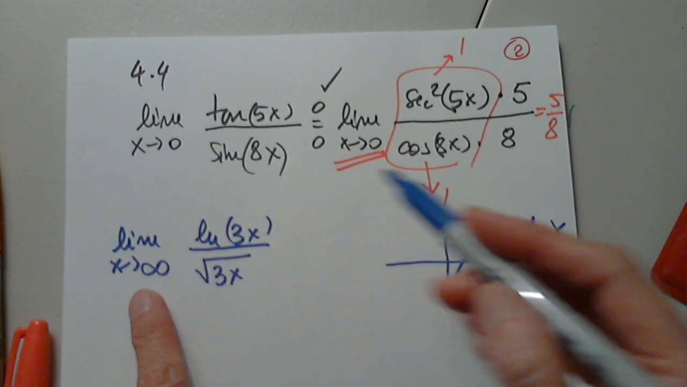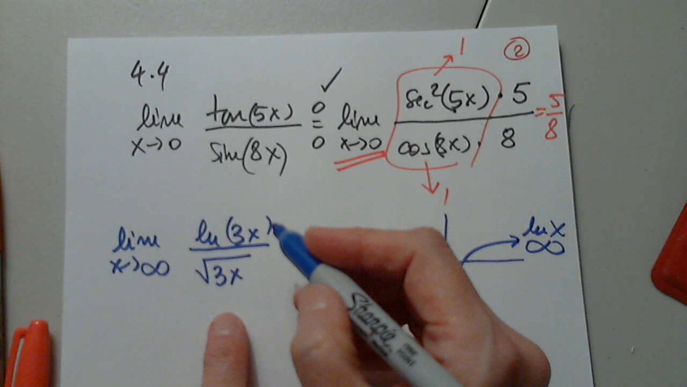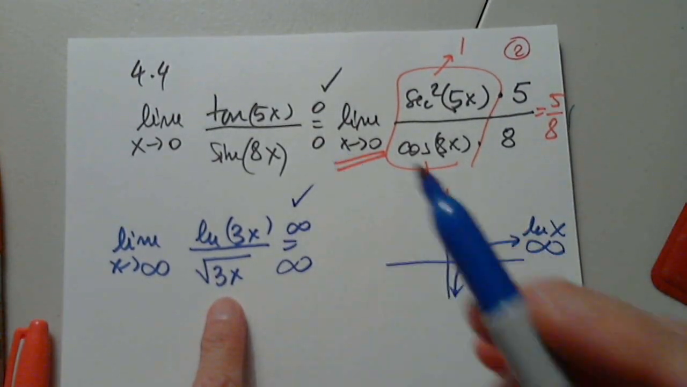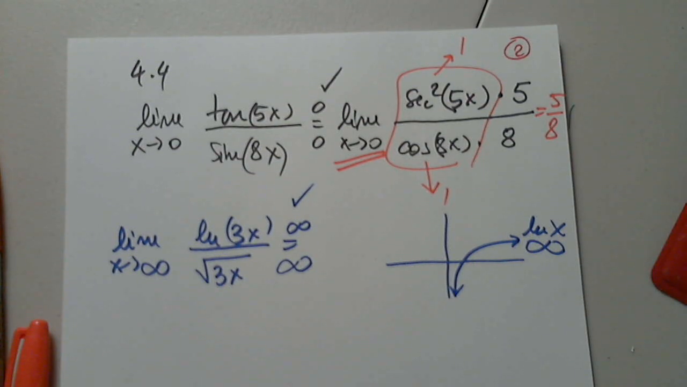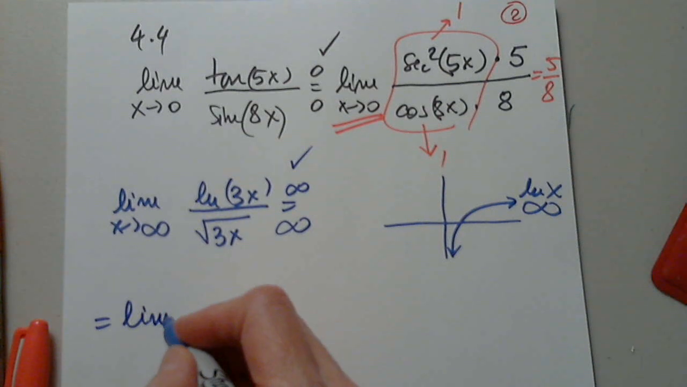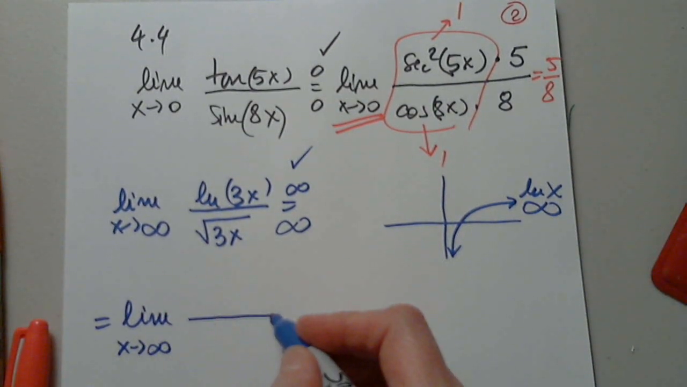When x approaches infinity, this approaches infinity. So the numerator goes to infinity. The square root of infinity is infinity. I love it. I don't have to do anything. Just apply L'Hopital's rule. So this limit as x approaches infinity.